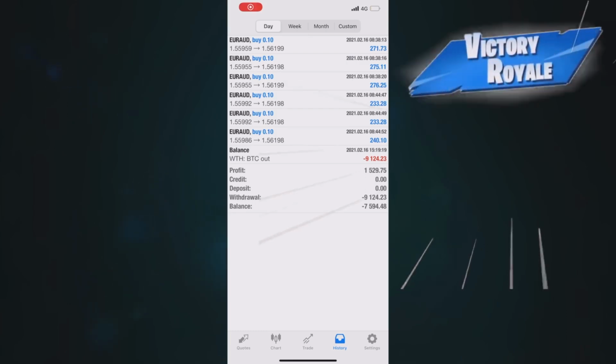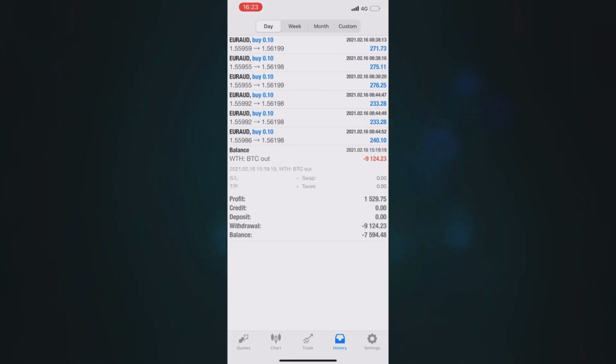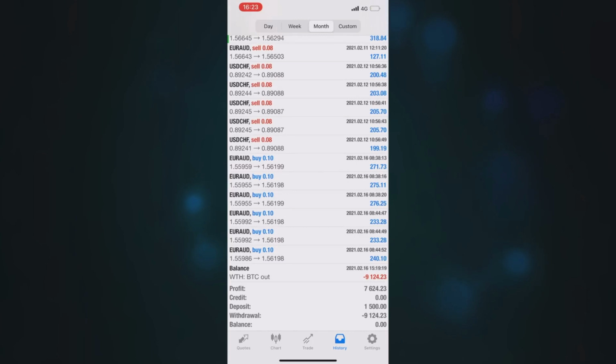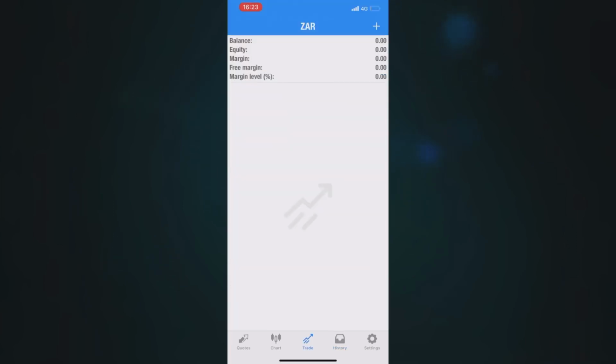The withdrawal came through, guys. We are done with this account. We basically hit all our targets. We took this from 1.5 ZAR into 9,000 ZAR, which is $500. We now withdraw it. We are done.